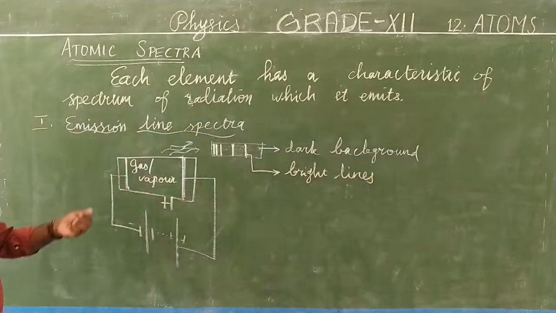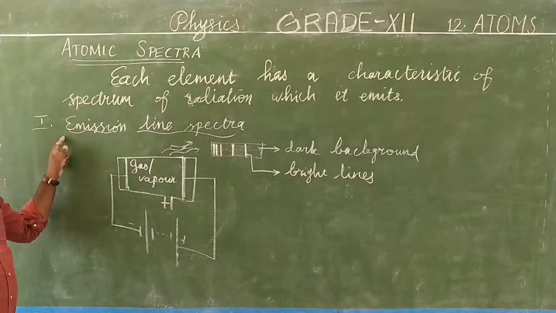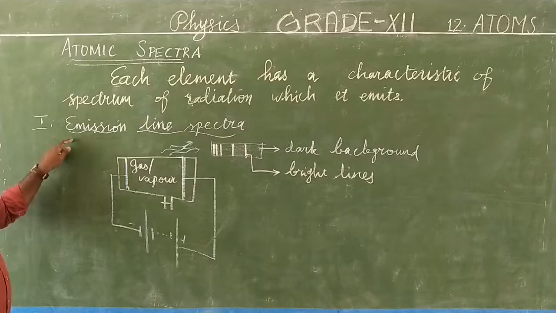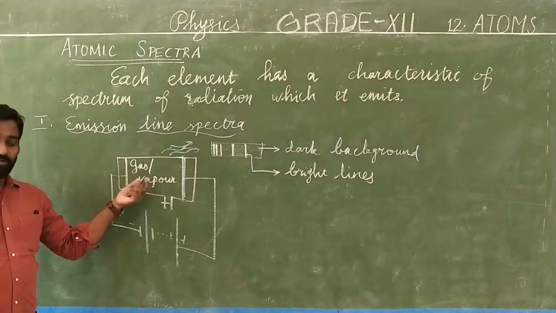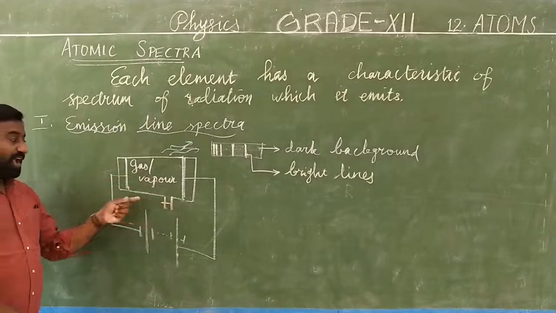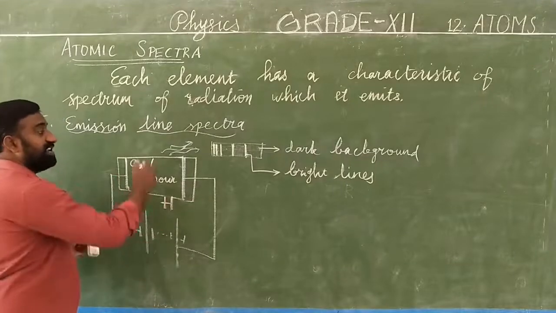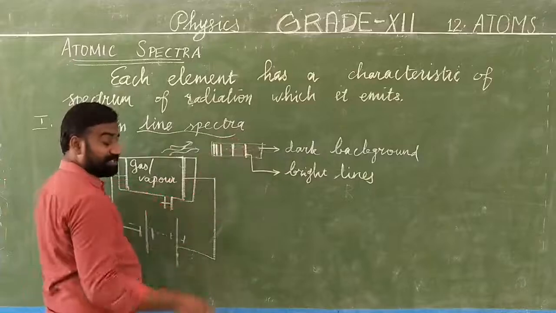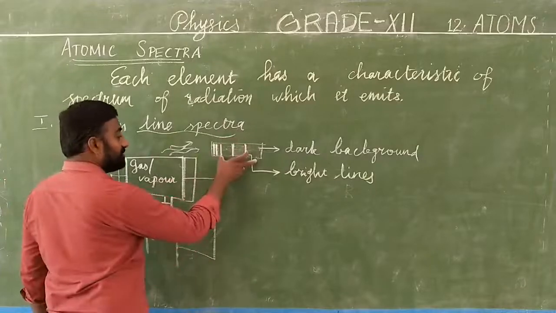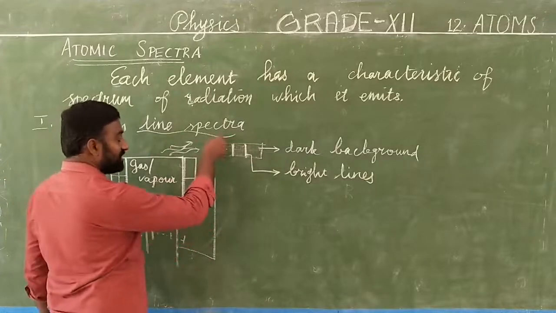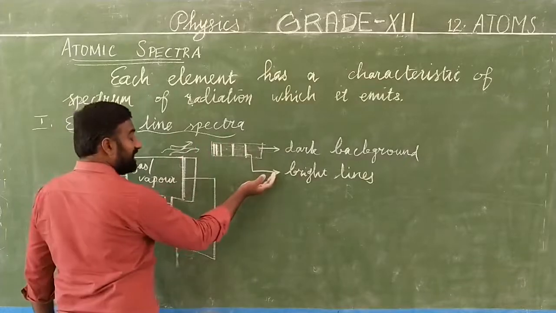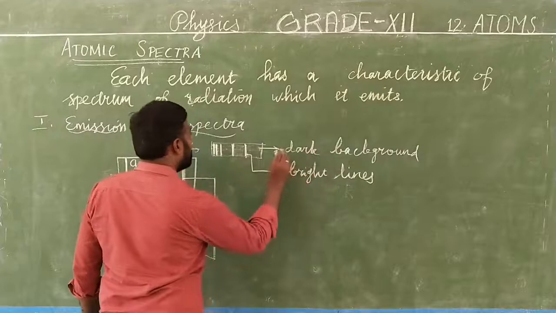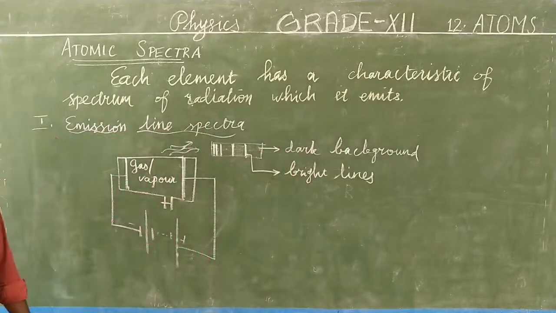I already said the atomic spectrum has two types. One is the emission line spectrum, another one is the absorption line spectrum. So what is the emission line spectrum? Take an atomic gas or vapor at very low pressure and pass an electric current through it, then it emits radiations. These radiations contain a set of spectrum. The spectrum has some lines, and these lines are very bright lines. The bright lines are located in a dark background. So bright lines with a dark background is nothing but emission line spectrum.